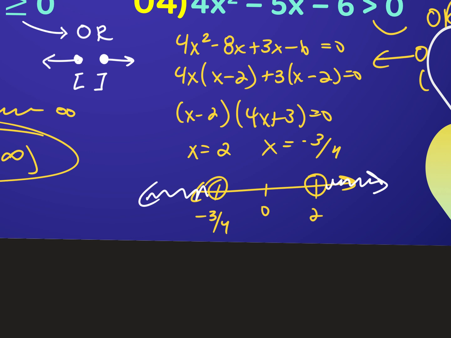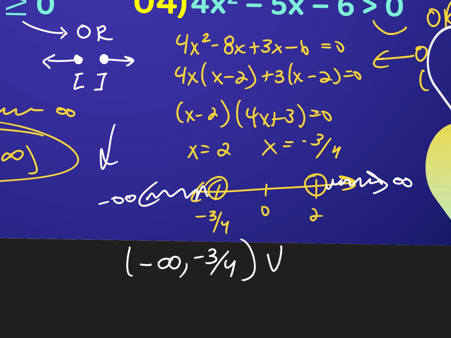So how do I write my interval notation from left to right? Where do my values start? Parenthesis, negative infinity, to negative 3/4, parenthesis, U, parenthesis, 2, to infinity, parenthesis. Good. Anthony.